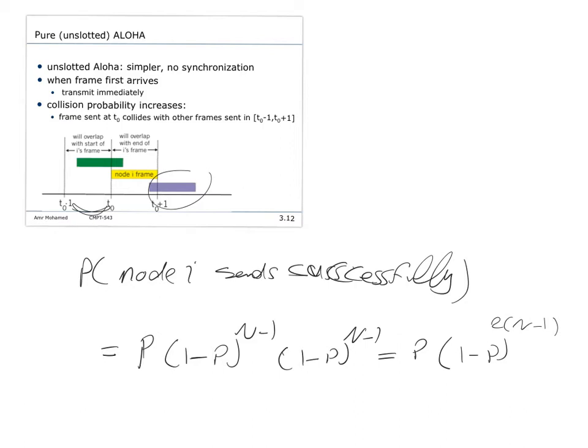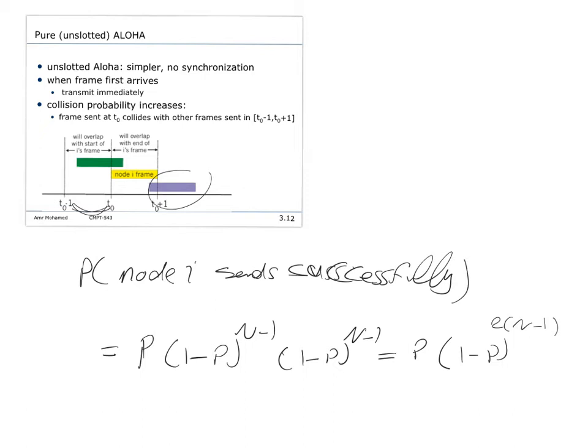Because any node has complete freedom. And that's why complete freedom is not always good. Right? Overlap occurs, collision occurs, and the frame is discarded. Yes, of course, it's discarded. So the probability of success due to lack of synchronization in the unslotted Aloha is lower.